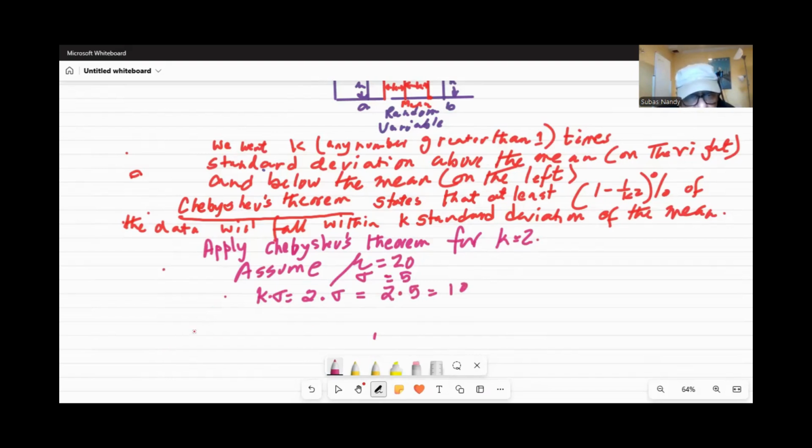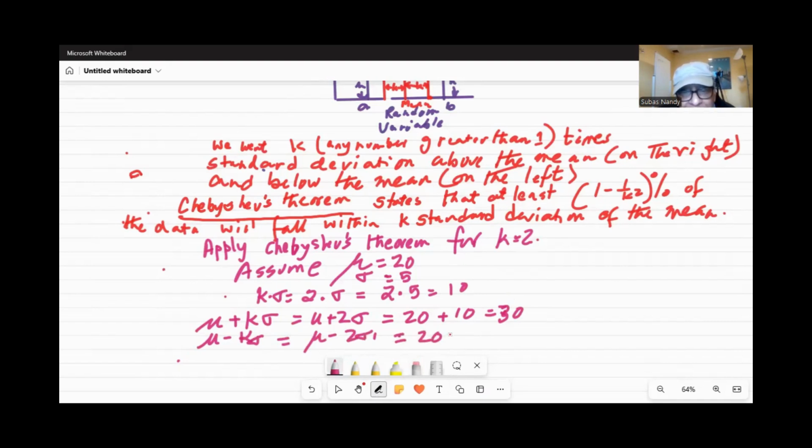So let's do mu plus k sigma, which is mu plus 2 sigma, which is 20 plus 10, equal to 30. And mu minus k sigma is mu minus 2 sigma, which is 20 minus 10, is 10. So what does Chebyshev then say?